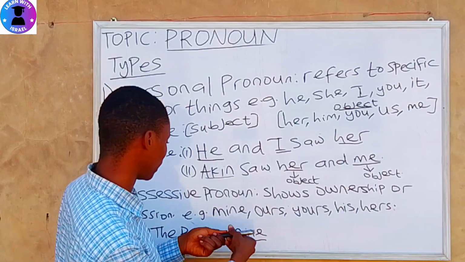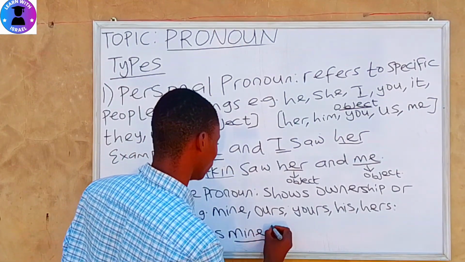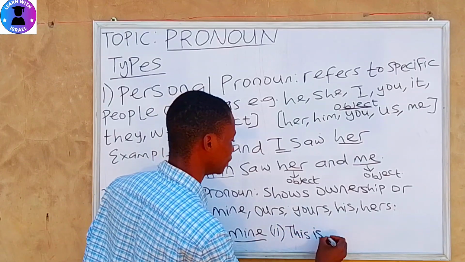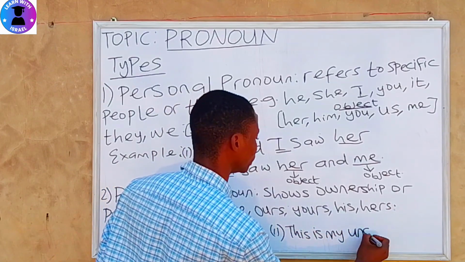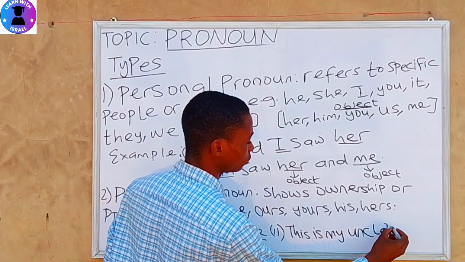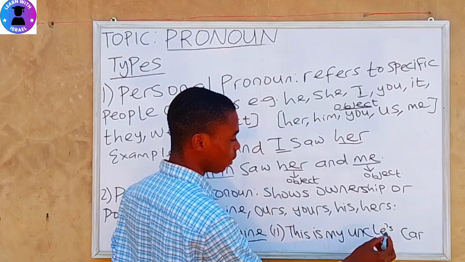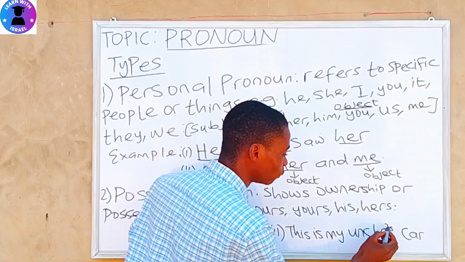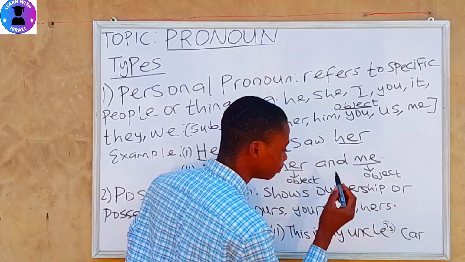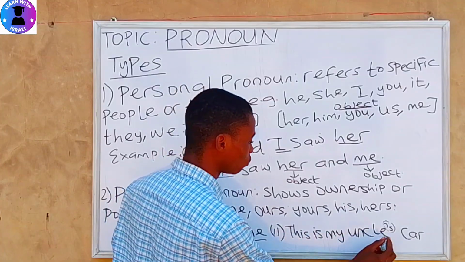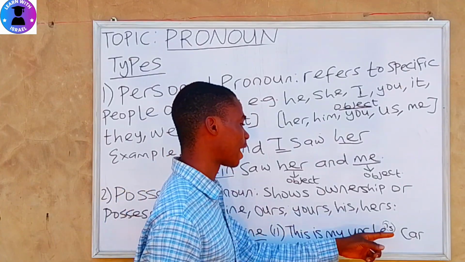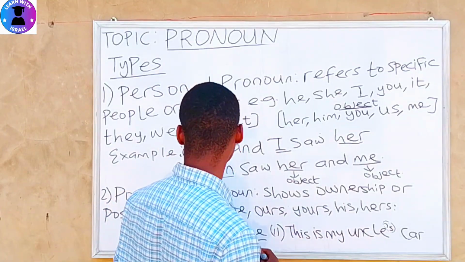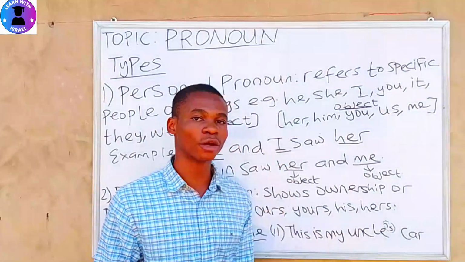So let me also give another example. You can say that this is my uncle's car. Uncle's car. You know, I already said in my episode for English language that this apostrophe S connotes possession. This is my uncle's car. It means that the car belongs to my uncle. So we are moving to the next type of pronoun.